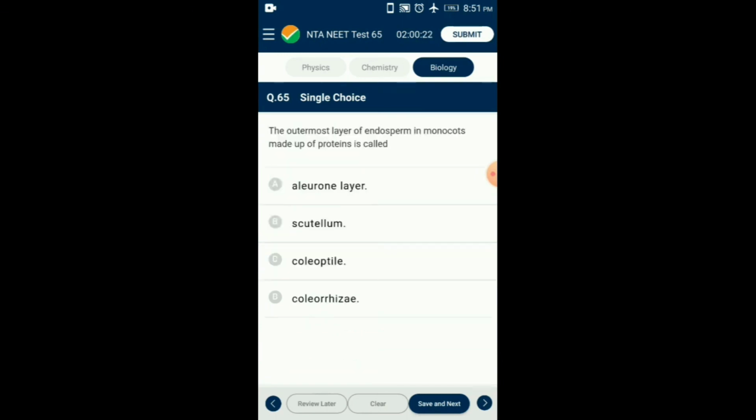Question number 65. The outermost layer of endosperm in monocot made up of protein is called. The outermost layer of the endosperm of monocot is called the aleurone layer. Answer for this question is option A, aleurone layer.